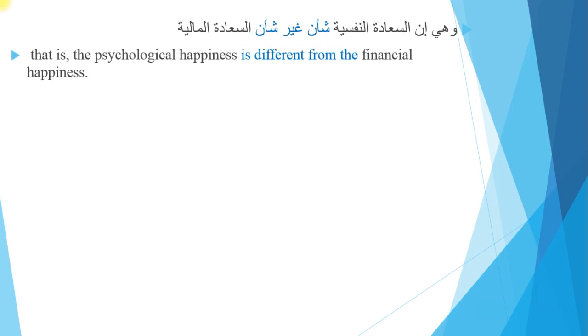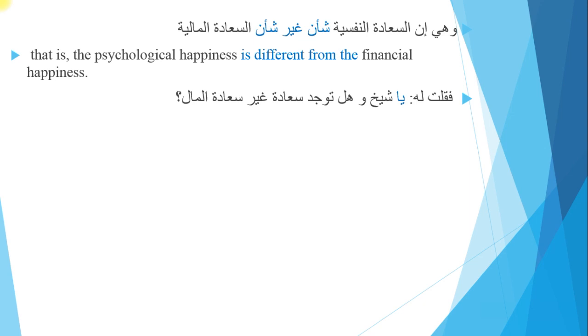Next sentence: وهي أن السعادة النفسية شأن غير شأن السعادة المالية. We said from Arabic to English, let's understand what that means. شأن غير شأن, that means different. It's different between them. What do you say? That is, the psychological happiness is different from the financial happiness. So شأن غير شأن is different from.